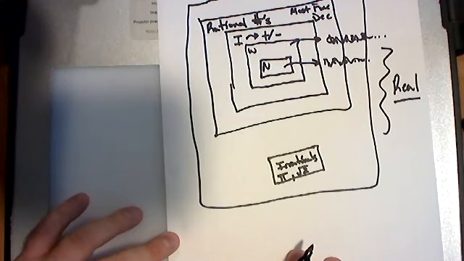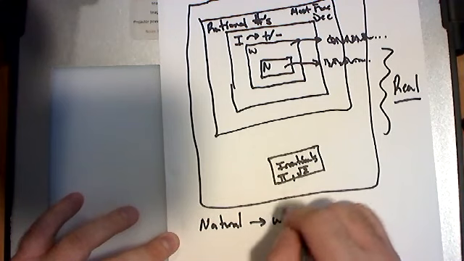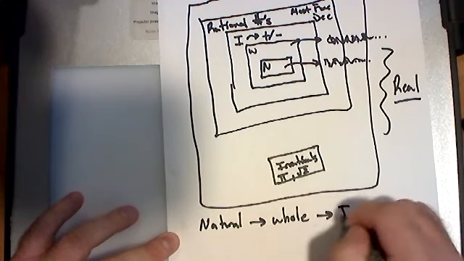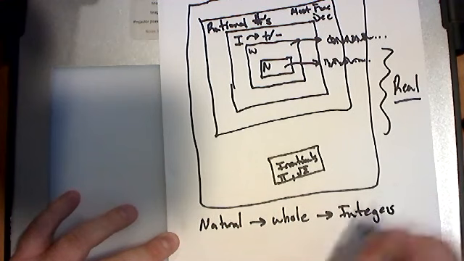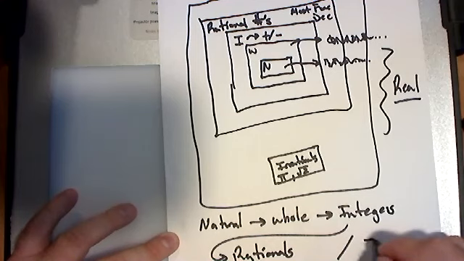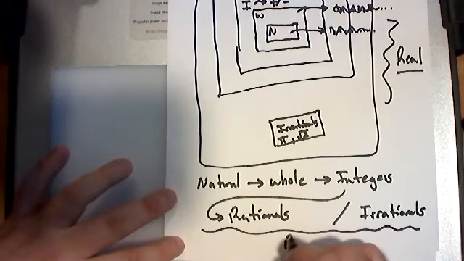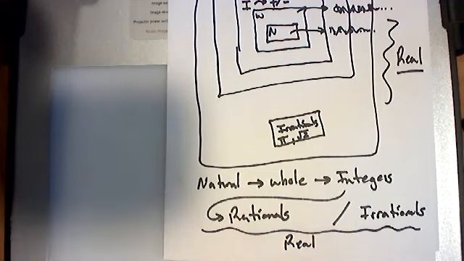Wait, am I getting that right? 1, 2, 3, 4, 5, 6. You got the natural, which are inside of the whole, which are inside of the integers, which are inside of the rational. These are all inside of one another in this order. Smallest, next smallest, and so forth. Then there's a break, and over here we have the irrationals. They are not part of the other ones. And then everything is real. Okay? Again, there's much better diagrams than this on the internet. I just wanted to show you kind of how they're drawn, where they're coming from, things like that, okay?